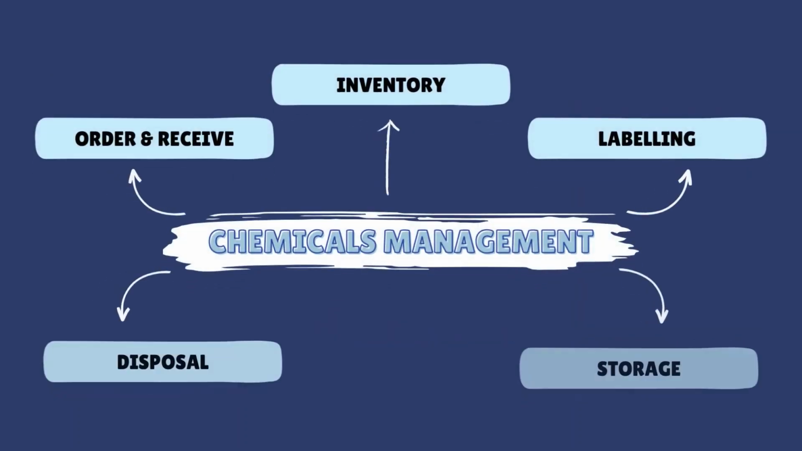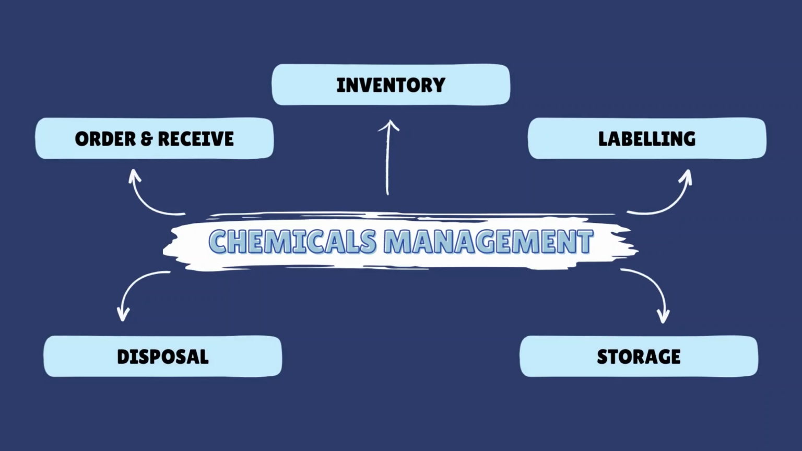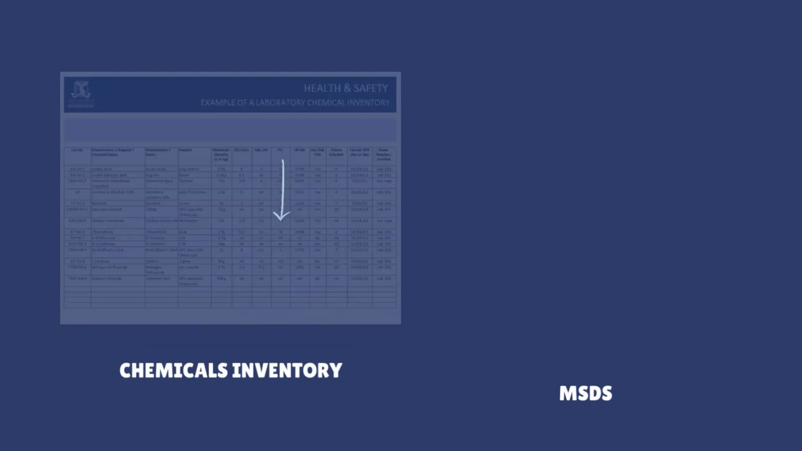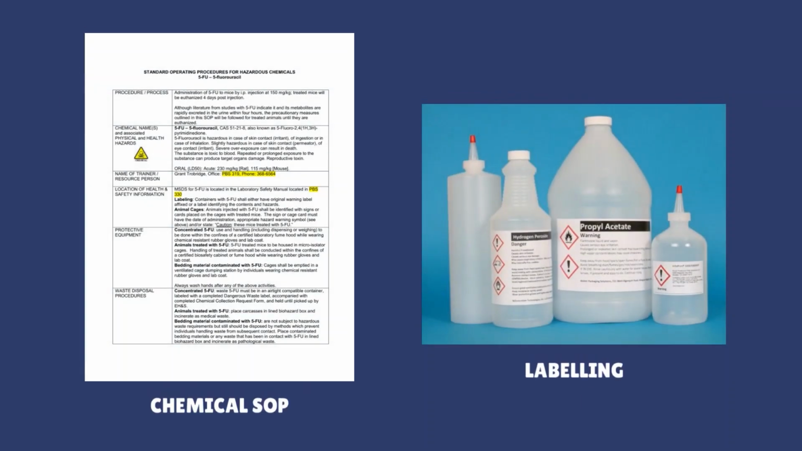Several processes in chemical management are order and receive, inventory, labeling, storage, and disposal. Chemical inventory can be integrated with the main inventory system for easy tracking. MSDS should be a guide for storage of chemicals. An SOP document should also be provided for each chemical, and labeling should not be removed if the chemical is still in use.